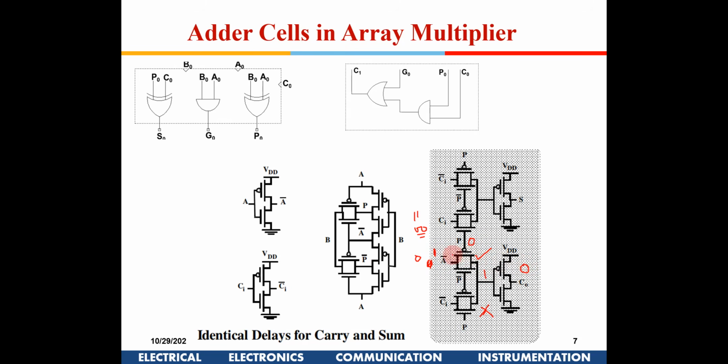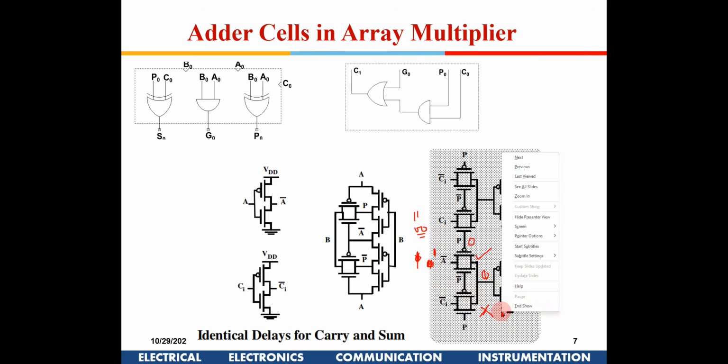Straightforward. Now suppose propagation is 0 and A is 1. What does it mean? Propagation is 0 means it is one of these two conditions, 1 1 or 0 0, and A is also 1, so it has to be the 1 1 condition only. So carry has to be generated. I have a 1 here, I have a 0 here, and this will go to a 1 here in that particular condition.